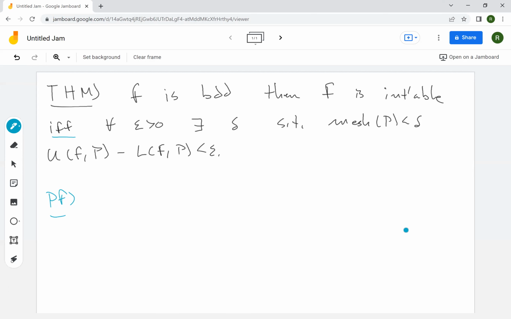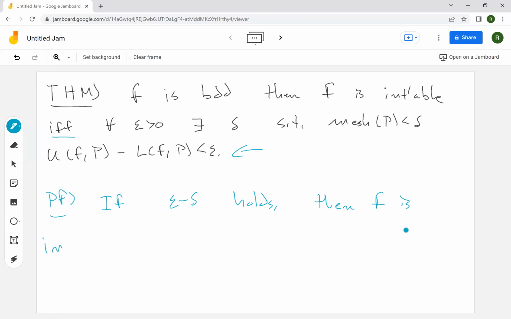Well, what this says is if for all epsilon, there exists a delta such that for any partition whose mesh size is less than delta, then this holds. So in other words, the statement of the theorem says there isn't just one partition that satisfies U of f,P minus L of f,P is less than epsilon. Any partition whose mesh size is less than delta satisfies this condition. So if the epsilon-delta condition holds, then the function is integrable.